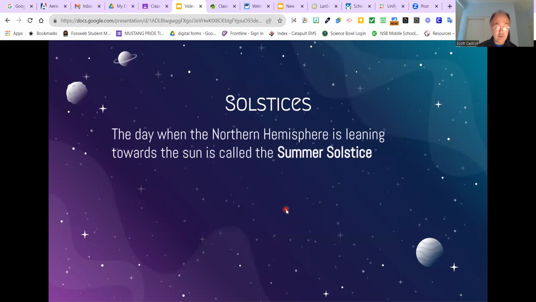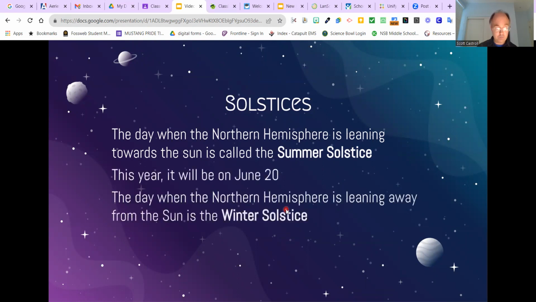When the northern hemisphere is pointing towards the sun, that's the summer solstice. When the southern hemisphere is pointing towards the sun, that will be the winter solstice. The summer solstice is going to be on June 20th. The winter solstice will be on December 21st.